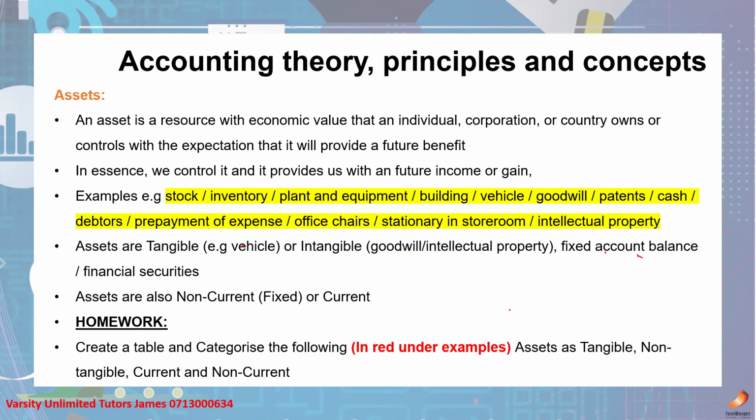When I say an asset is tangible, I'm saying that you can touch it. For example, a building, a car, cash. You can touch the asset. That's tangible. Then when I say an asset is intangible, it means that you might not be able to touch that particular asset, yet it is an asset to the organization.